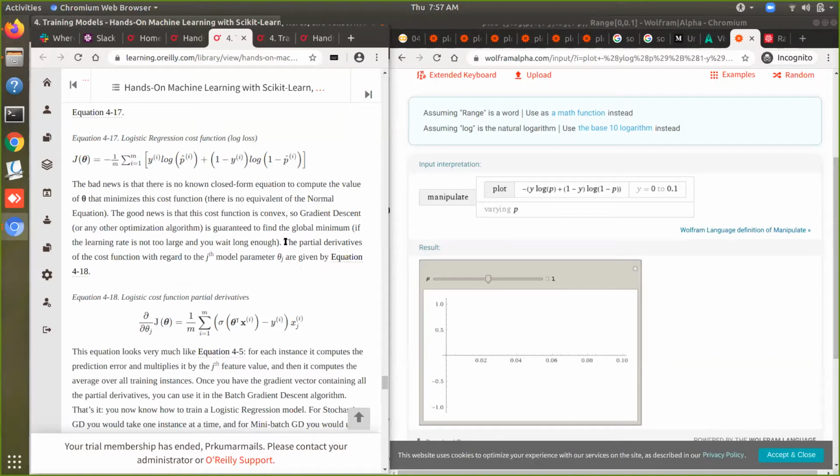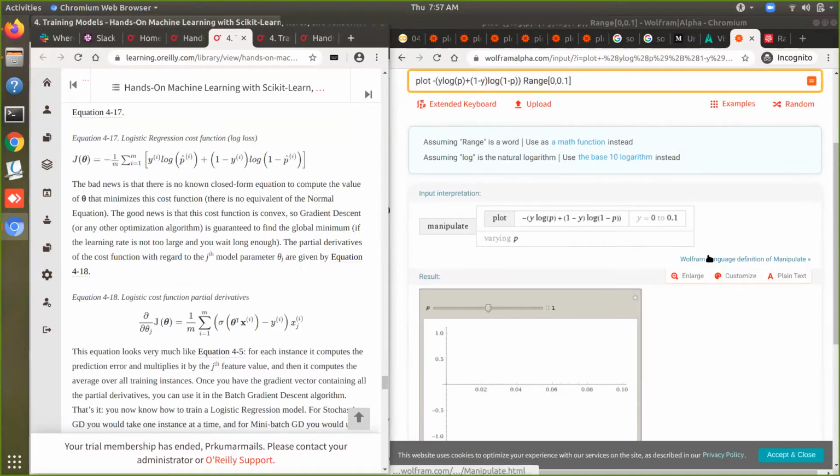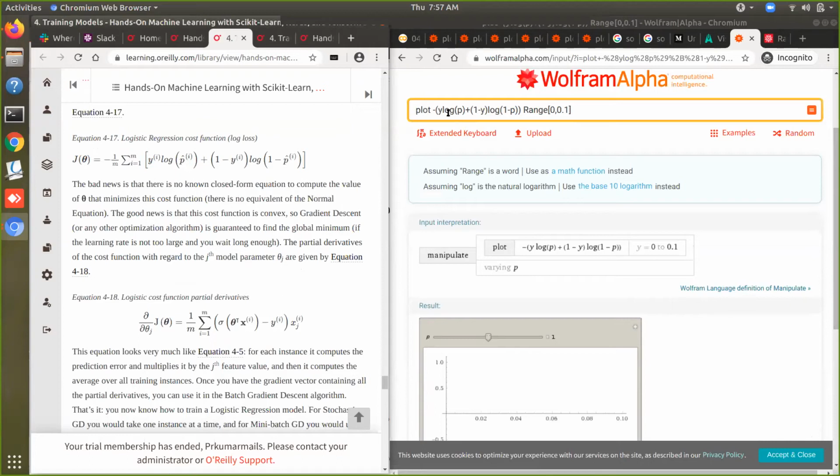So Rajesh, if you wanted to, you could just set Y equals 0 in that equation and plot it, and then plot it again with Y equals 1, and then overlay those two plots. That would be interesting.